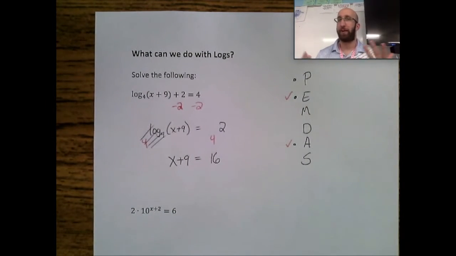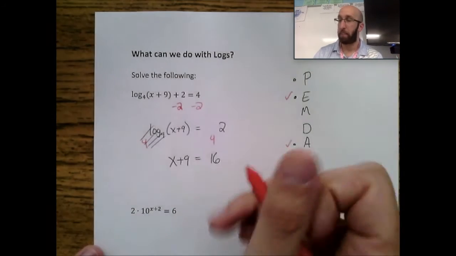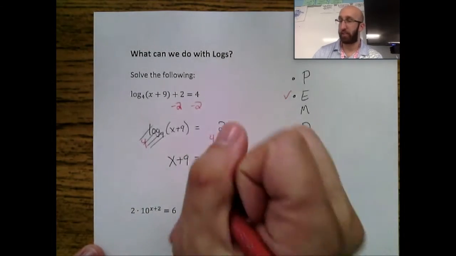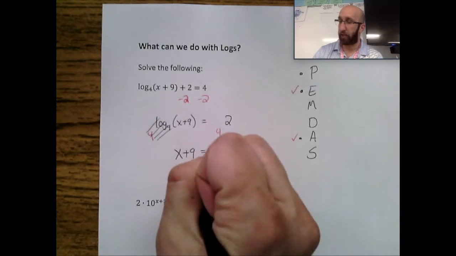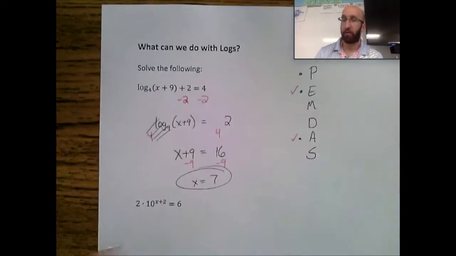Again, the kind of new piece here is the opposite of a log with a base 4 is an exponent with a base of 4. And you'll see here in a second, the opposite of an exponent with a base of whatever is a log with the same base. You'll see that in our second one. Finally, we can deal with what's inside the parentheses, get rid of that plus 9 by doing minus 9, and we get x equals 7.